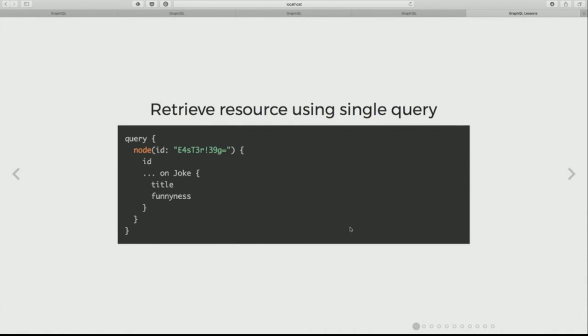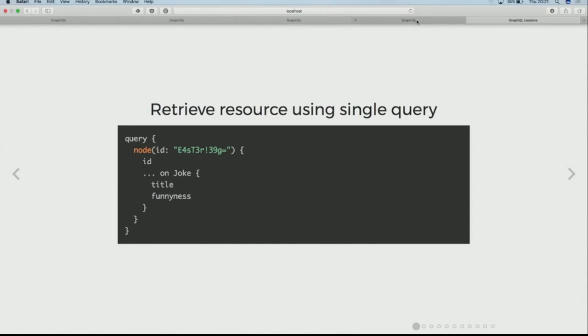And in this case, we provide the ID Easter egg. We can just return the ID because this is in the interface. And then since we know that it is a joke that we are retrieving, we can also retrieve the title and the funniness using an inline fragment. This is how it's called in GraphQL. So yeah, this is how it works.